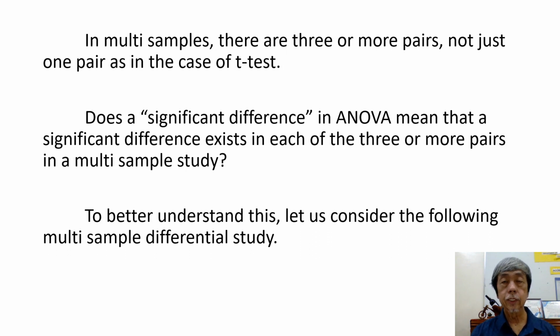In multi-samples, there are three or more pairs, not just one pair, as in the case of the t-test. Does a significant difference in ANOVA mean that a significant difference exists in each of the three or more pairs in a multi-sample study? To better understand this, let us consider the following multi-sample differential study.